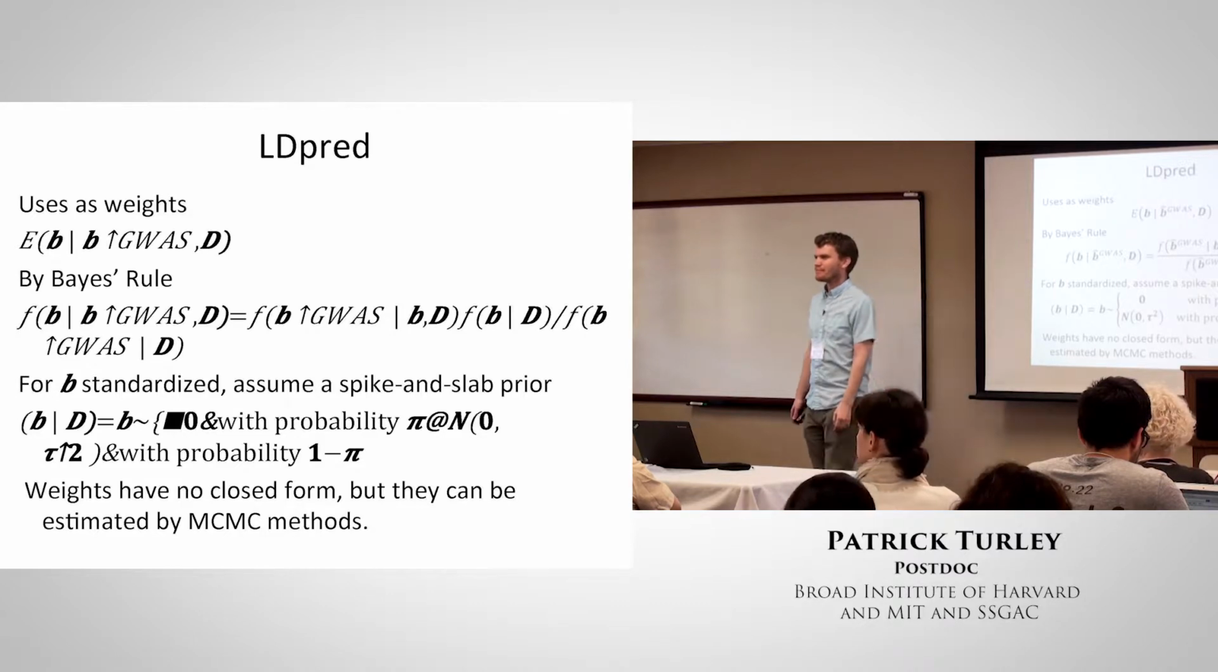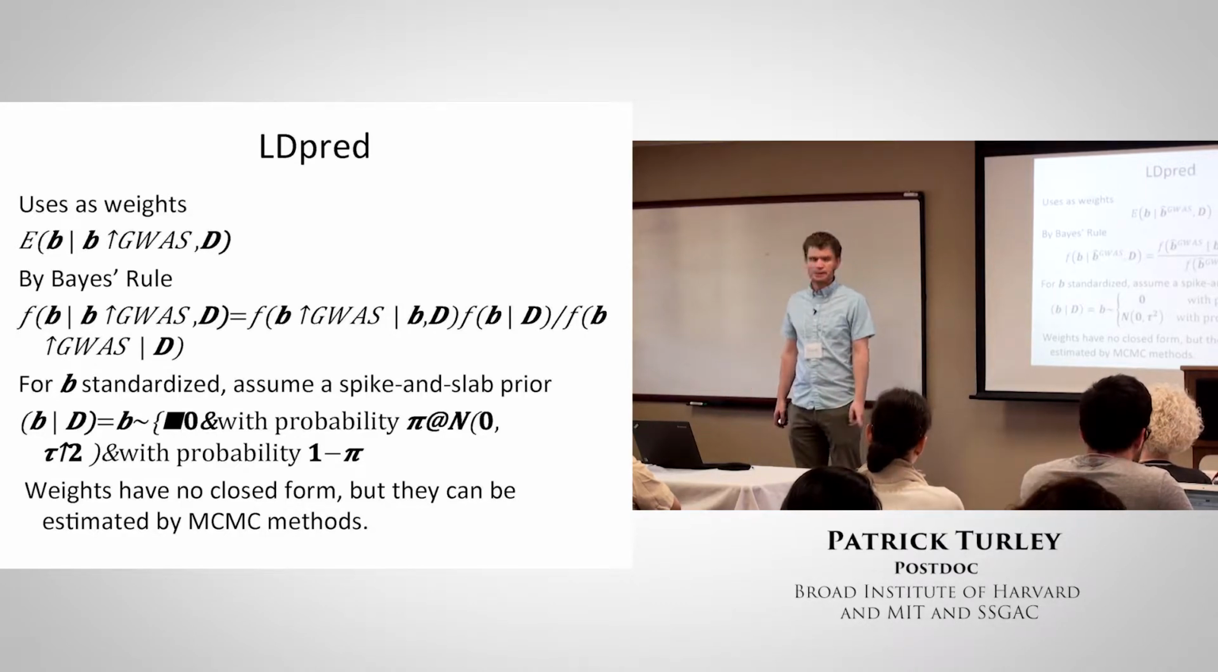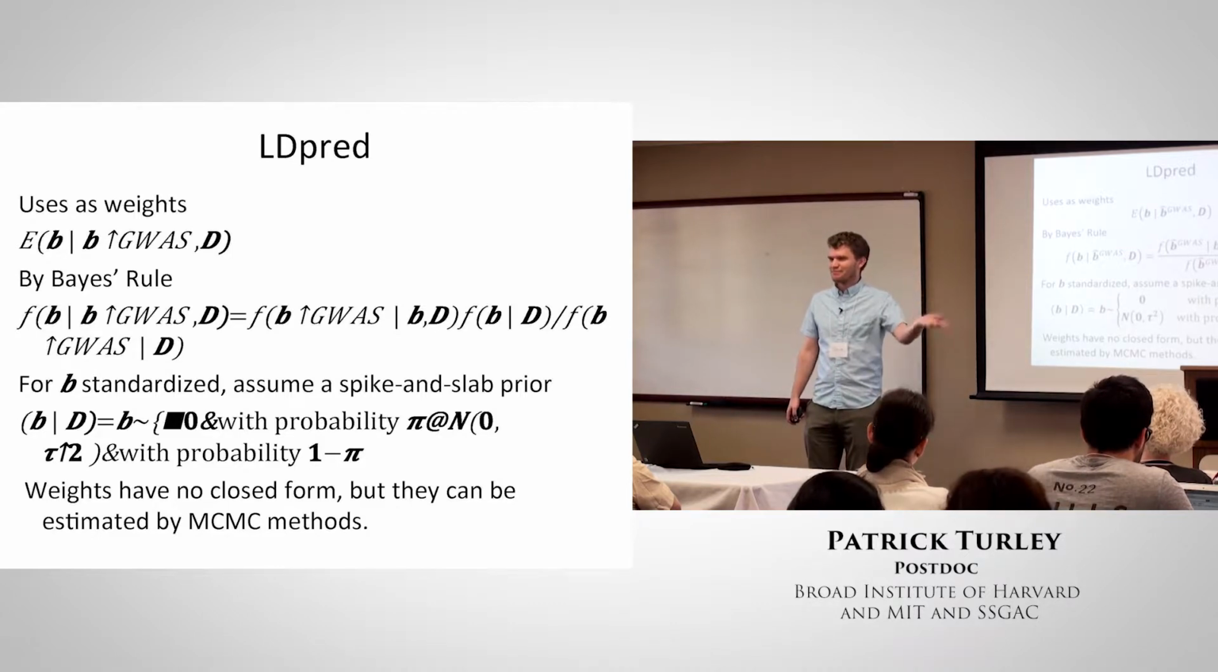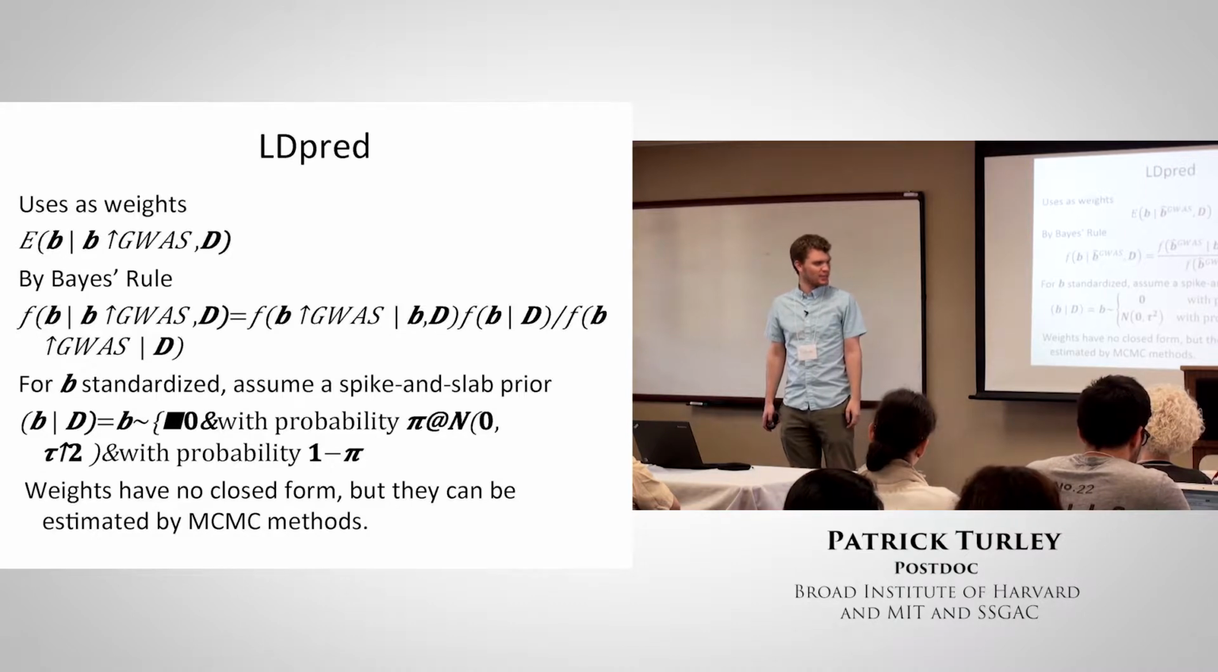Is pi a vector here, or is it just a single value? It's bold, but it should be a single value. In this particular case, because it's true or not, right? You could make it a vector if you wanted to talk about different types of SNPs having different pi's.